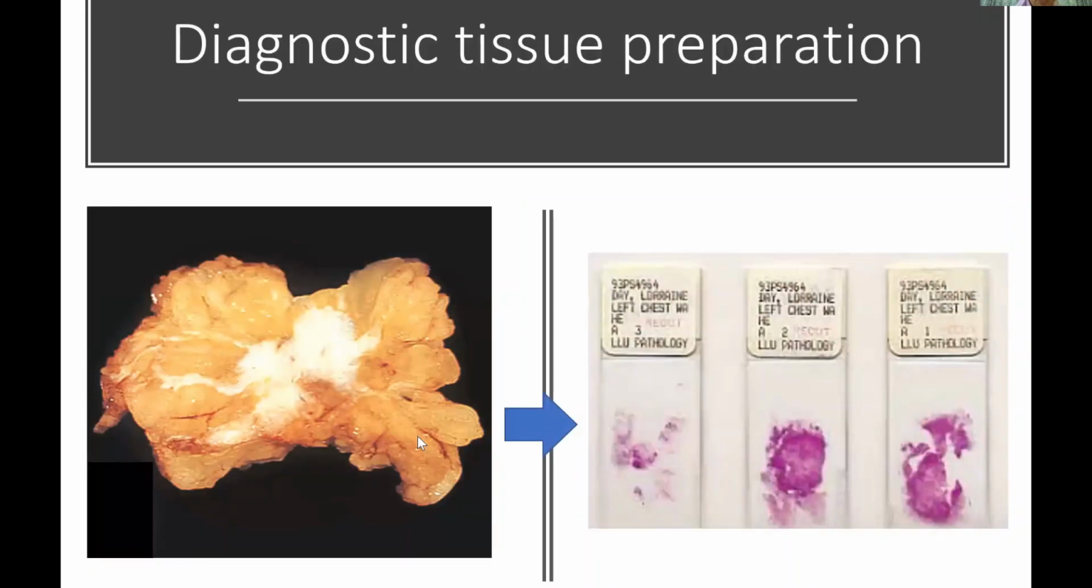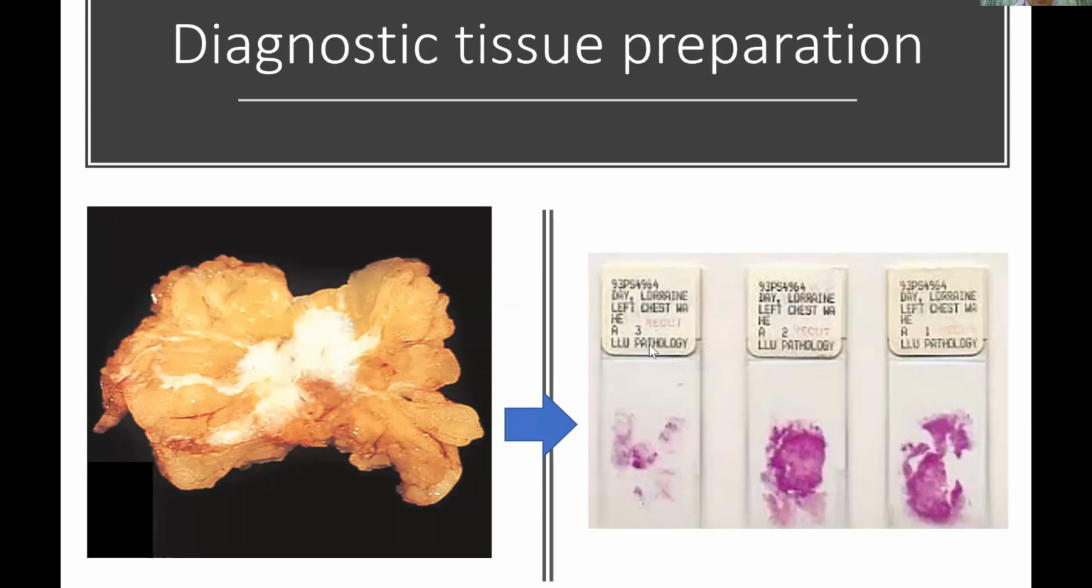Again, after we get the specimen, first we do a gross examination. When we finish the gross examination, we select the area of interest. We want to transform it into a slide like this, because this is the slide we use for microscopic analysis. There is a long process from here to the slide.